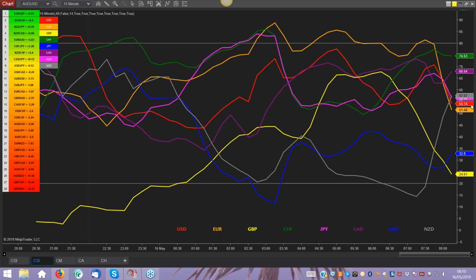Just wanted to start with the CSI. The pair I've got up on multiple timeframes is the Euro New Zealand, and the reason I pulled that out is because when we started here, I had my eye on it anyway, because the Euro was pretty strongly overbought. New Zealand dollar was very strongly oversold and was just starting to kick up.